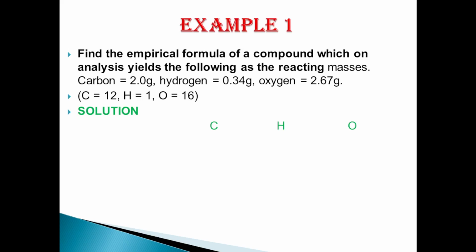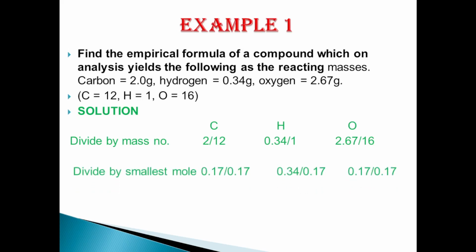The first step is to write out all the elements present. From the question, we have carbon, hydrogen, and oxygen. So, what is the mass of carbon given to you in the question? It's 2 grams. So, you divide that 2 grams by the mass number, which is 12. Then the mass of hydrogen given in the question is 0.34 grams. So, you divide that by the mass number of hydrogen, which is 1. Then for oxygen, the mass given in the question is 2.67 grams. Then you divide that by the mass number of oxygen, which is 16.